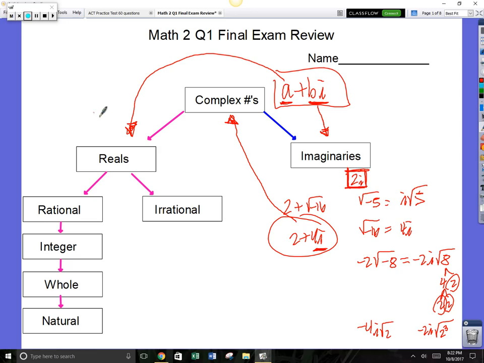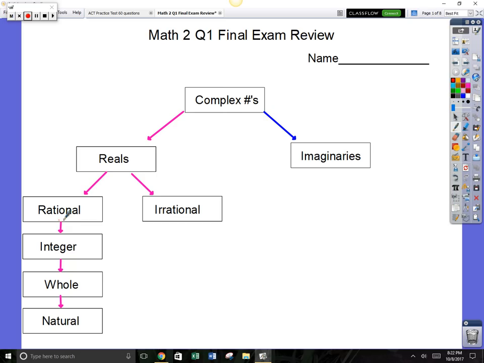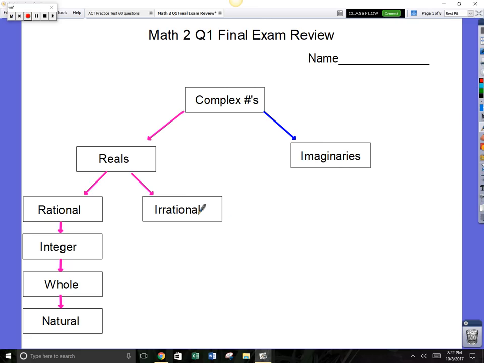Okay, so now the reals. We spent the first half of the quarter going over your reals. There's two classifications for reals. It is either rational or irrational. Irrational, these are decimals that go forever with no pattern. You cannot write it as a fraction. And they are most of the radicals. So square root of 2. If you try to change that to a decimal, it goes forever.